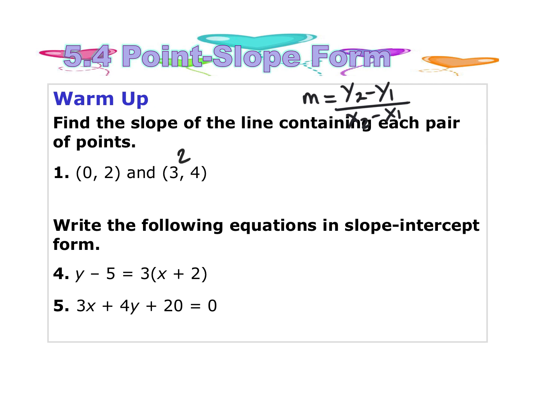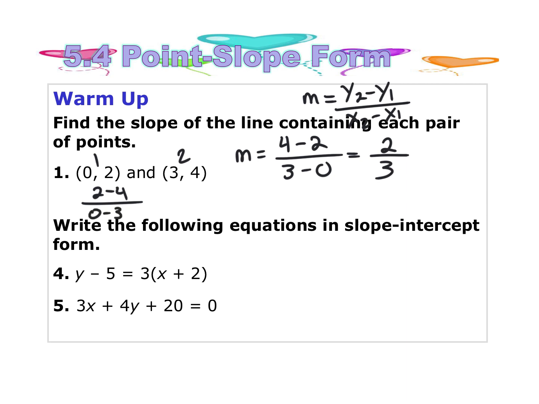I'll choose these to be my 2's and these to be my 1's. So my slope, which is m, is going to be 4 minus 2 over 3 minus 0. I end up with 2 over 3. If you would have done it the other way, it would have been 2 minus 4 over 0 minus 3, which gives me negative 2 over negative 3, which again simplifies to 2 over 3.